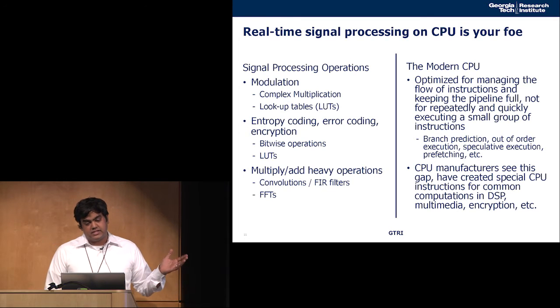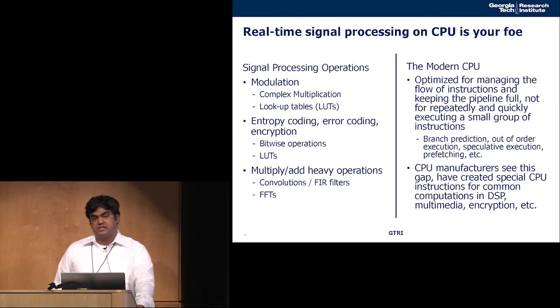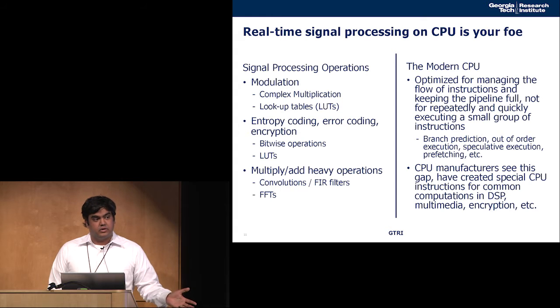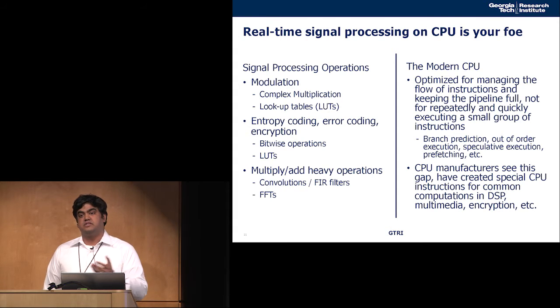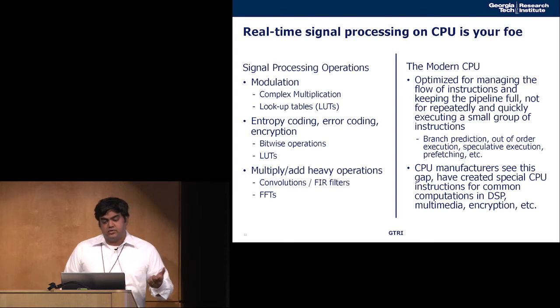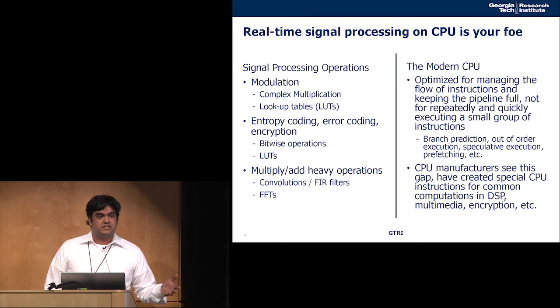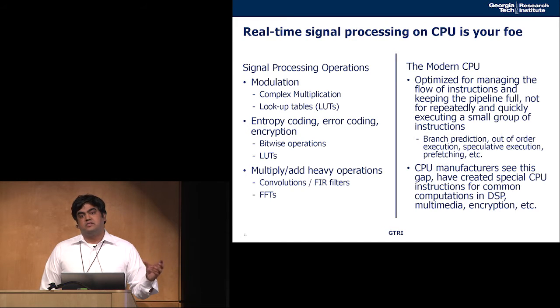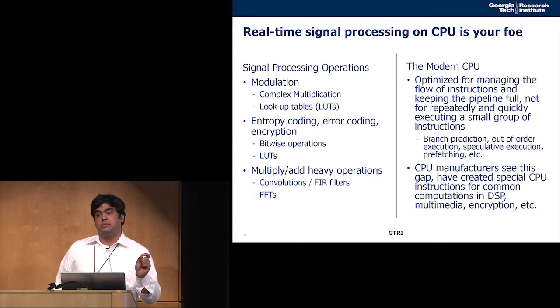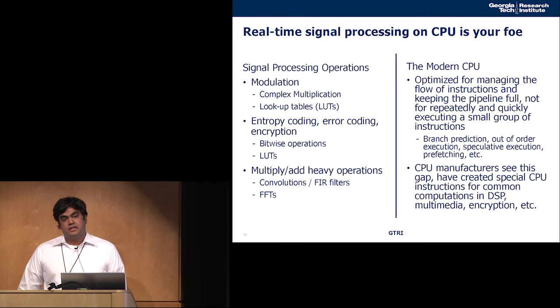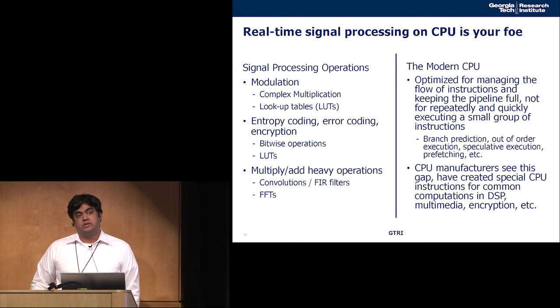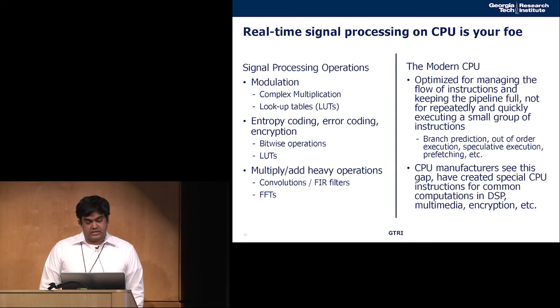But the modern CPU is actually optimized for managing the flow of instructions and keeping all your pipelines full. And the reason I say this is because all the new features that have come out over the last 20 years have been things like branch prediction, out-of-order execution, speculative execution, prefetching the caches. So it's all geared towards keeping your caches and your pipelines filled, rather than really quickly doing multiply-add operations. But of course, the CPU manufacturers have seen this gap between what the modern CPU does really well and what you need for, say, multimedia applications or encryption.